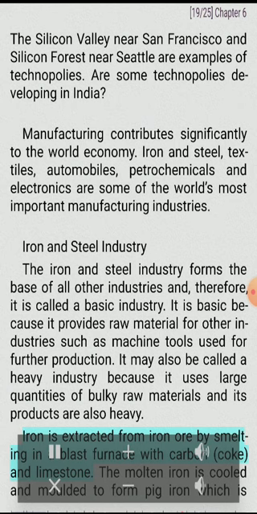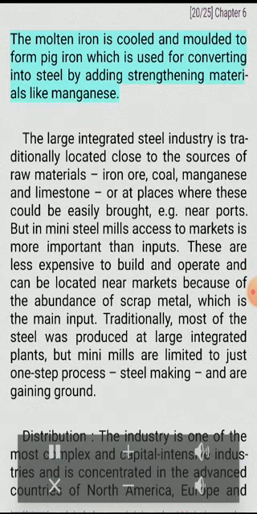Iron is extracted from iron ore by smelting in a blast furnace with carbon, coke, and limestone. The molten iron is cooled and molded to form pig iron, which is used for converting into steel by adding strengthening materials like manganese. The large integrated steel industry is traditionally located close to the sources of raw materials, iron ore, coal, manganese and limestone, or at places where these could be easily brought, e.g., near ports.